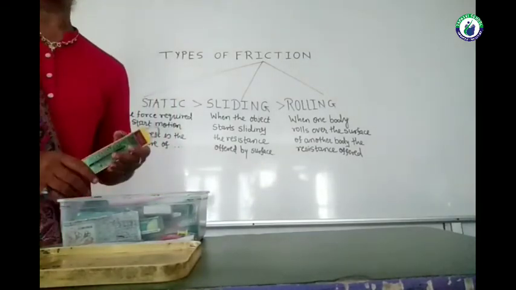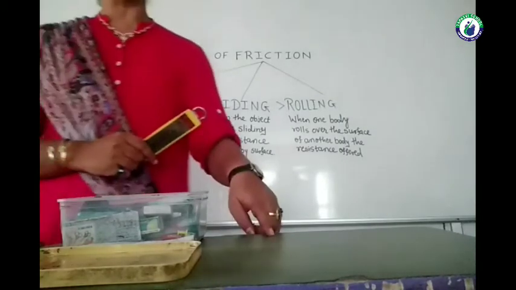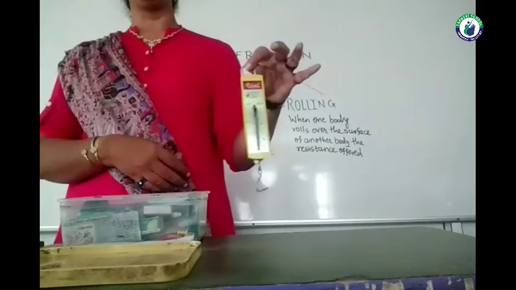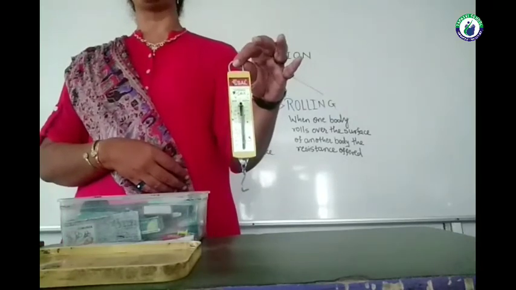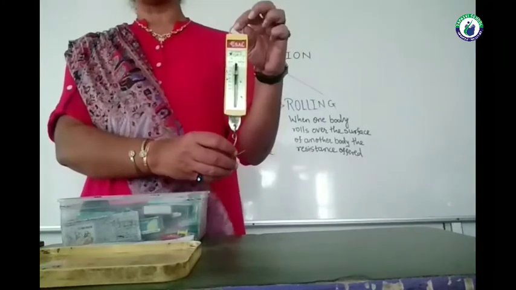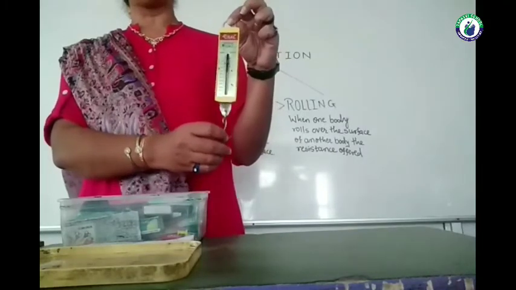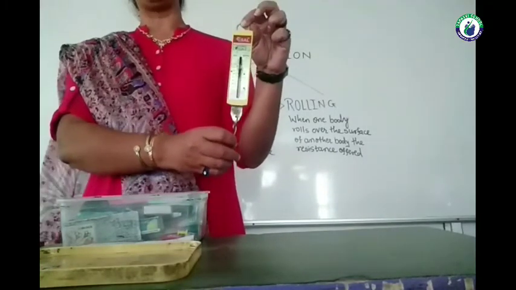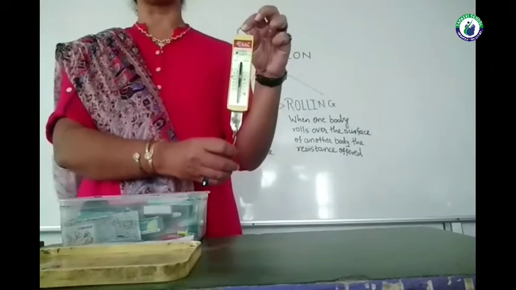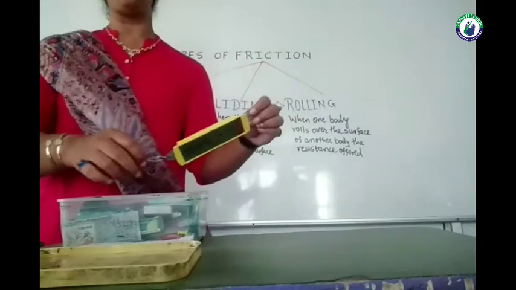If I want to measure how much static force this surface applies on these two objects, we have an instrument known as a spring balance. If this spring balance is tied to any object and we pull it, then the spring will move, and as a result we can see how much force is applied by the object. So let us try with these two objects.